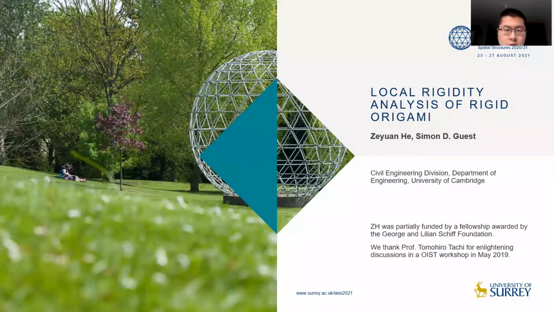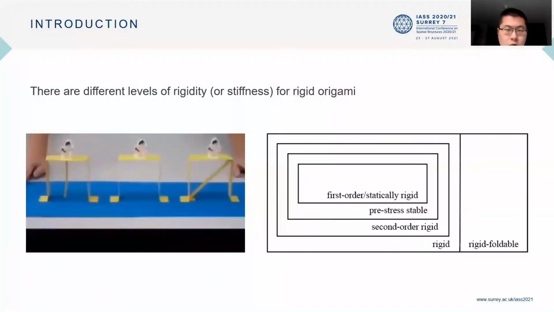Considering the different levels of rigidity for rigid origami might give a novel perspective for the development of new folding patterns, or for the design of origami structures where some rigidity is required. The levels of local rigidity that we will discuss here are first order or static rigidity, pre-stress stability, and second order rigidity. The first order rigidity is equivalent to static rigidity, which implies pre-stress stability, which implies second order rigidity, which implies rigidity, but none of this relation is reversible. Next, I will introduce them one by one with examples.